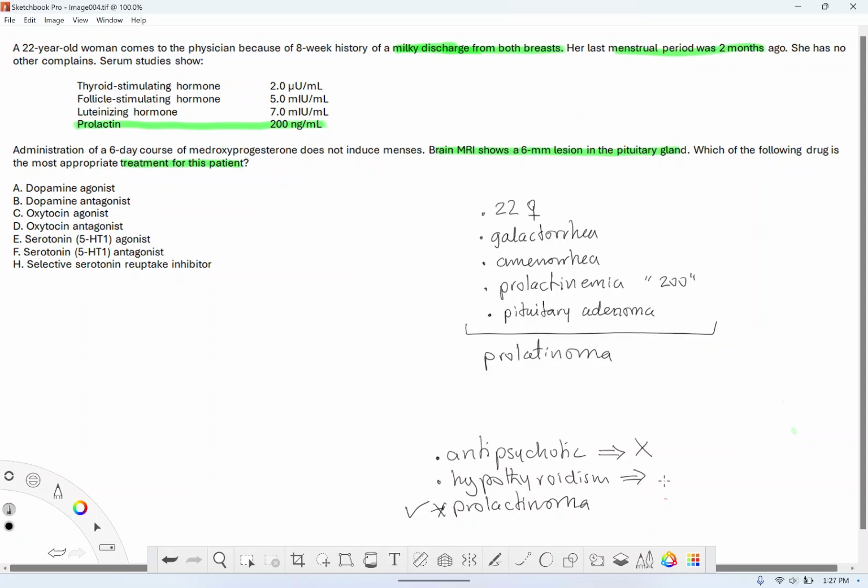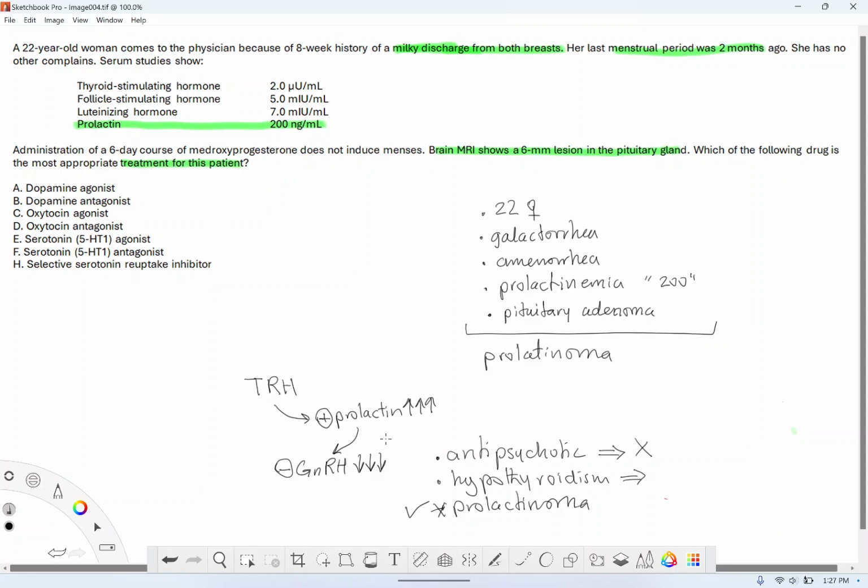But just to tell you, TRH, thyroid releasing hormone, stimulates and activates prolactin secretion. So TRH will increase prolactin. Prolactin then acts on GnRH, and it inhibits GnRH production or decreases it.